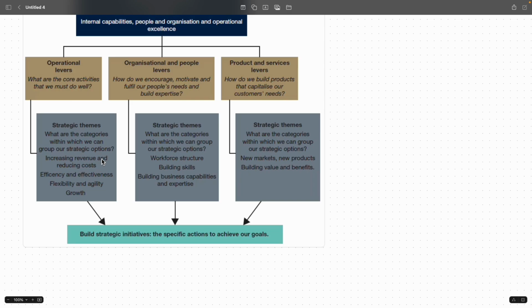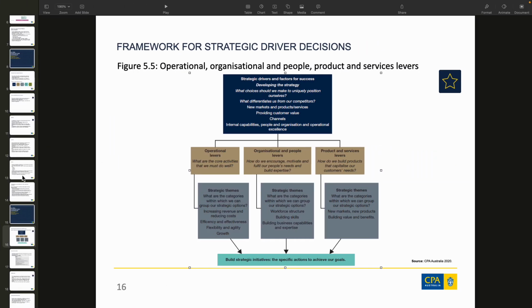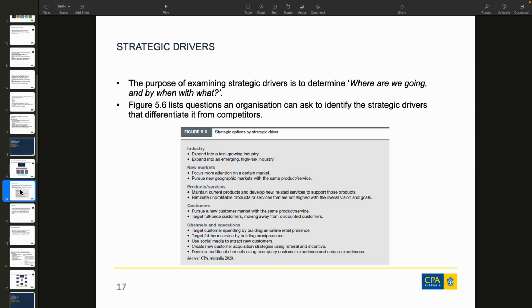Okay, then you've got strategic teams. What are the categories that we can group the options into? Maybe you go to a new market, a new product, building values and benefits for the customer. Improve the value to the customer, improve the benefit to the customer. Okay? Only then do you come to your actions. Strategic initiatives are the actions for implementation. Follow? So this is the flow that you are supposed to take for building your strategy. So let's have a look at this part.